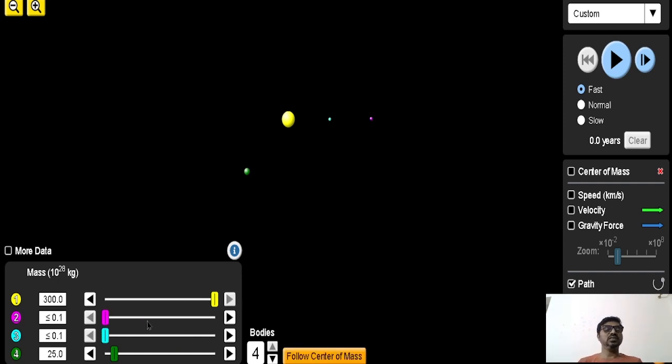The yellow one is considered to be the biggest one. Let's take 300 × 10^28 kg, and the remaining ones are smaller. The green one is slightly bigger, but blue and purple I'm taking as very small objects. Now we are going to study their motion with respect to the center of mass. So these are the locations we have. Probably we can have the yellow one over here.